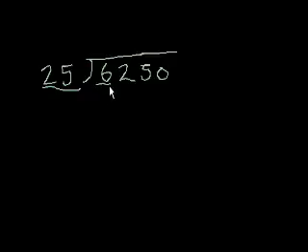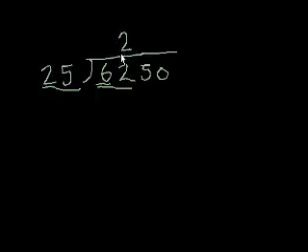So then ask yourself, well, if 25 doesn't go into 6, does 25 go into 62? Well, sure, 62 is larger than 25, so 25 will go into 62. Well, let's think about it. 25 times 1 is 25. 25 times 2 is 50. So it goes into 62 at least 2 times. And 25 times 3 is 75. So that's too much. So 25 goes into 62 2 times.